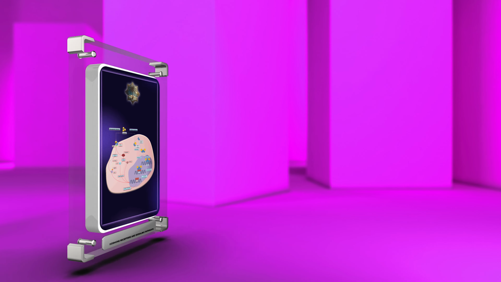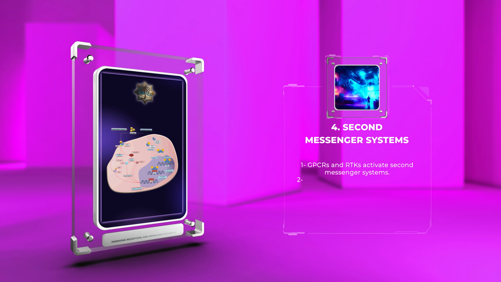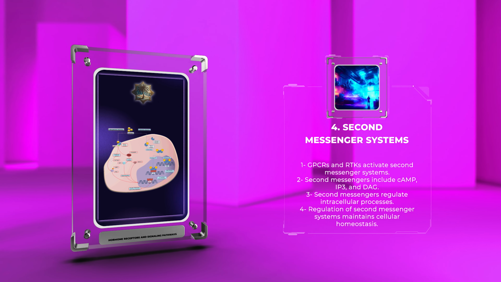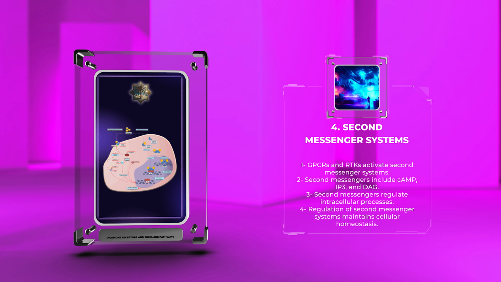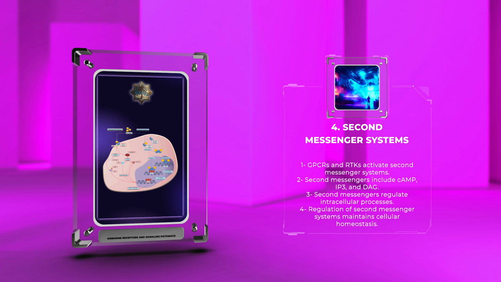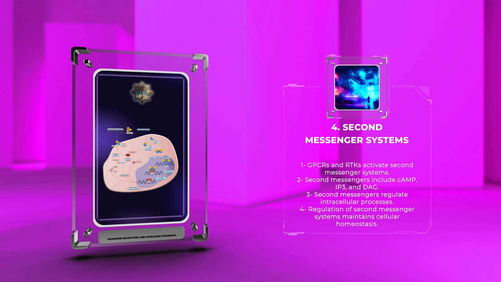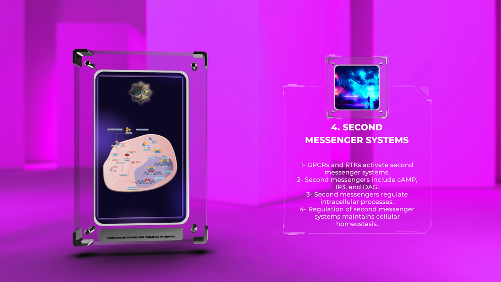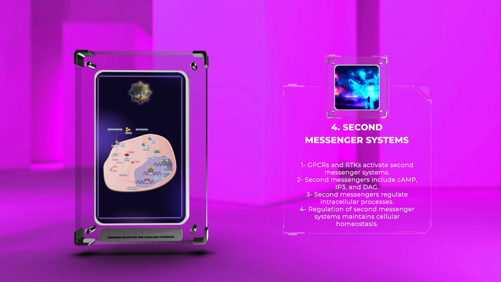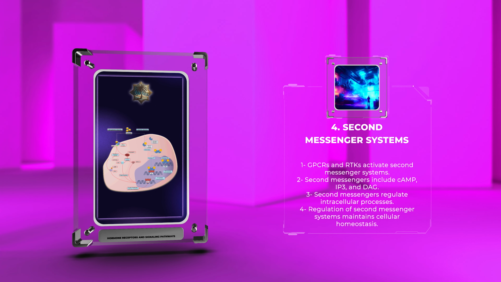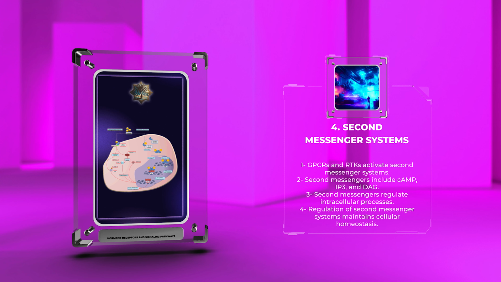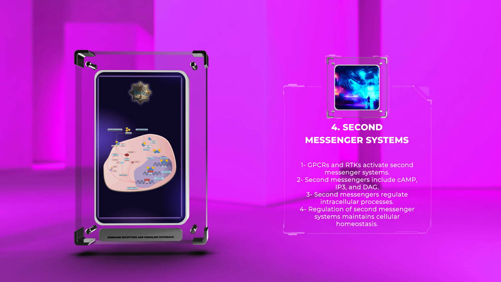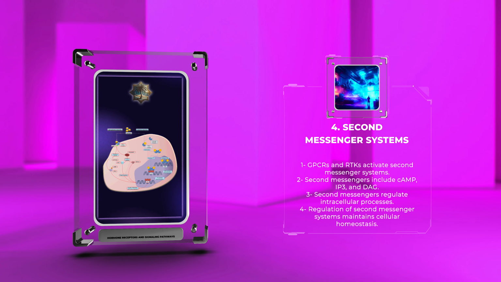Second messenger systems play pivotal roles in transmitting extracellular signals across the plasma membrane to the intracellular milieu. The activation of GPCRs or RTKs leads to the generation of second messengers such as cyclic adenosine monophosphate, cAMP, inositol triphosphate, IP3, and diacylglycerol, DAG. These second messengers can modulate intracellular calcium levels, activate protein kinases, and regulate gene expression. The intricate regulation of these systems is crucial for maintaining cellular homeostasis.